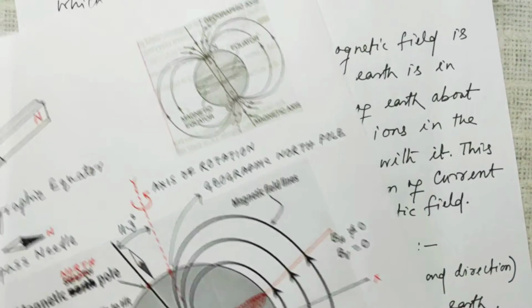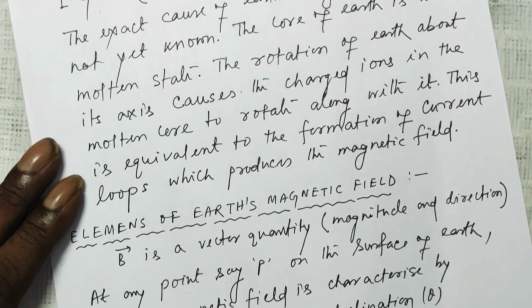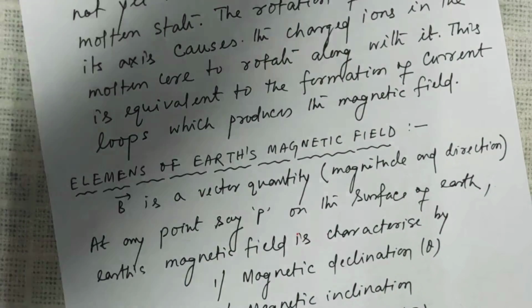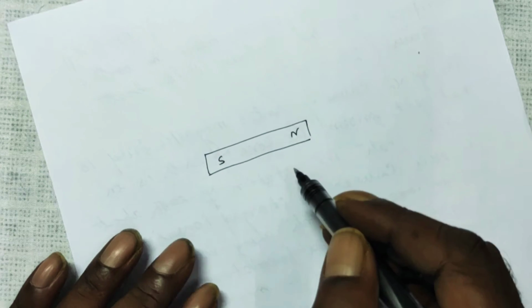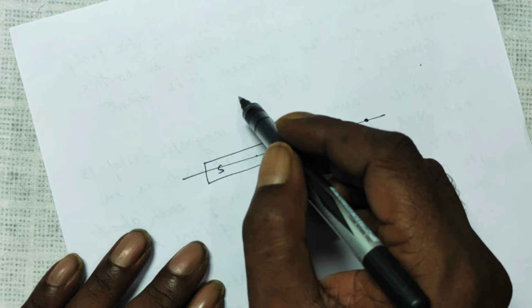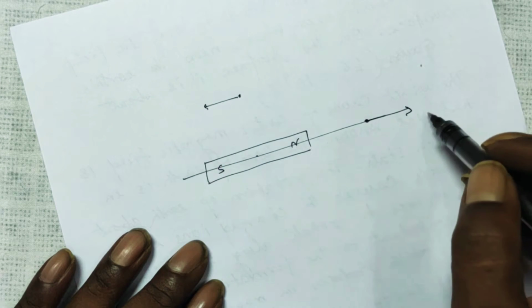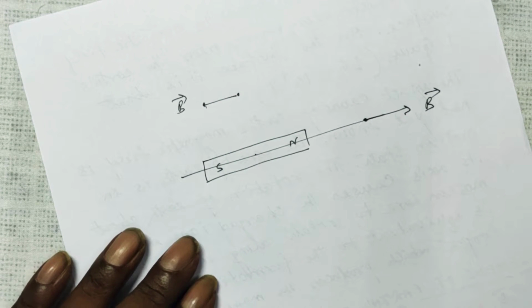Now we already know a magnetic field is a vector quantity, and for a short bar magnet, for a bar magnet like this, south, north, we had found out the magnetic field here on the axial line. We had found out the magnetic field here on the equatorial line. Here it was to this side, here it was to this side, right? And it is a vector quantity, so it has both magnitude and direction.